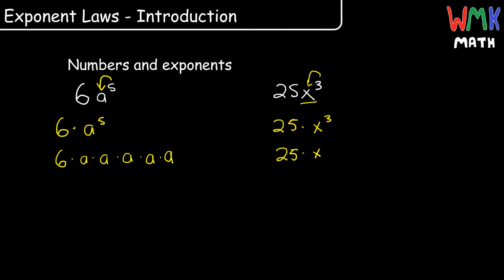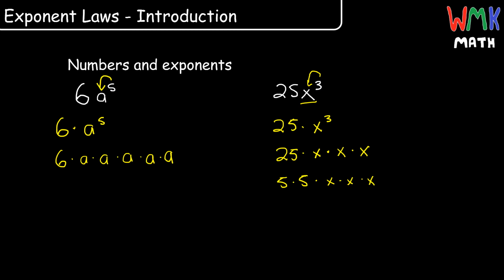So that becomes x times x times x. Now, if we were to really expand this completely, we can break down the 25 as 5 times 5 times x times x times x, because 25 is equal to 5 times 5. That is if you really want to fully expand everything out.